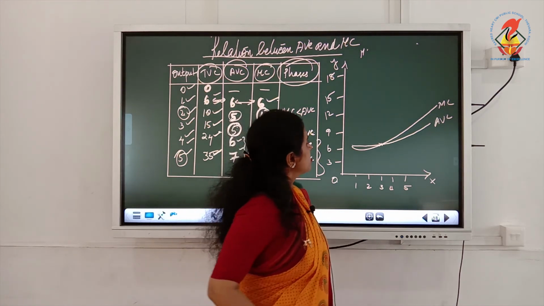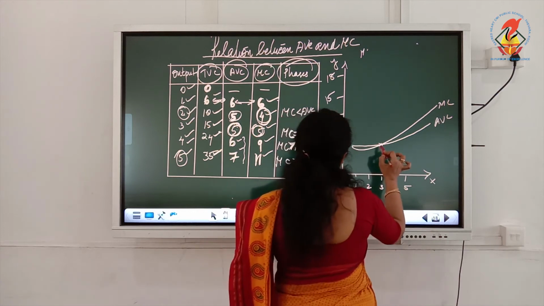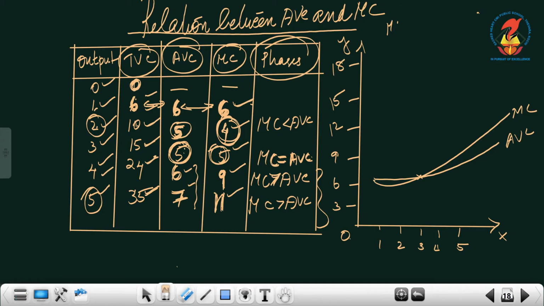Now, on the basis of this, I have drawn a diagram here, and you can see at the third level of output, both have the same value, isn't it? Therefore, it intersects at point A. At the third level of output, both are 5 and 5. It intersects at point A, and at A, MC is equal to AVC. Both are U-shaped curves.